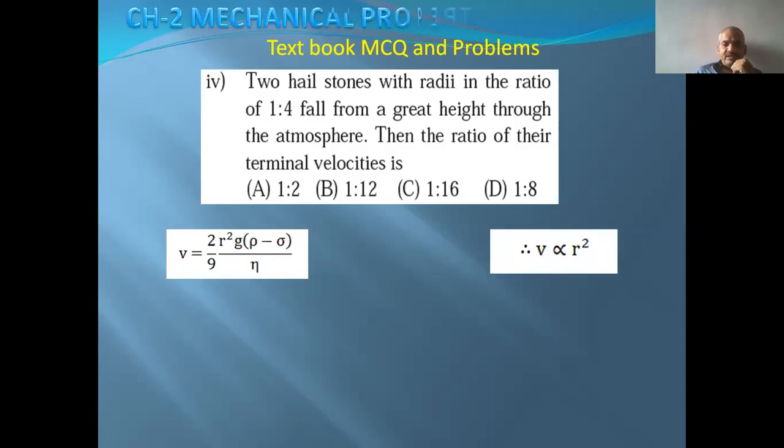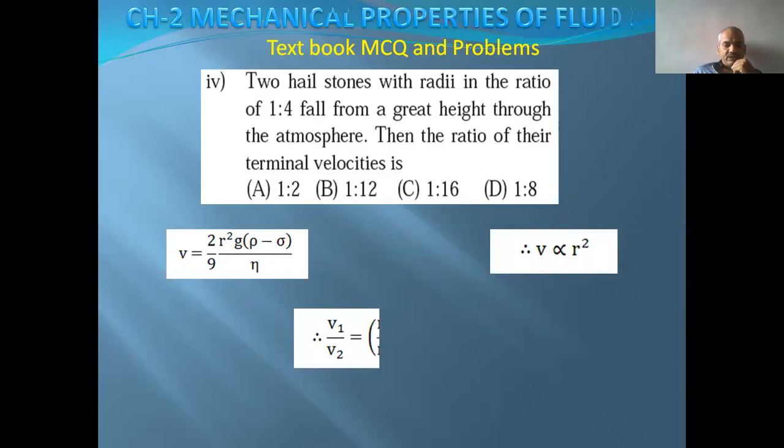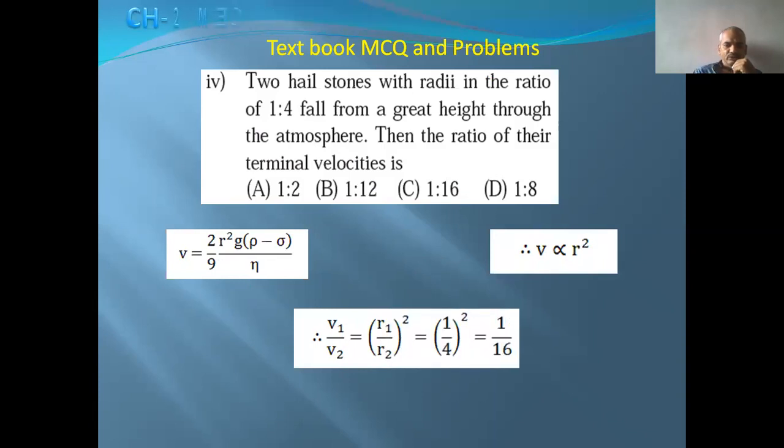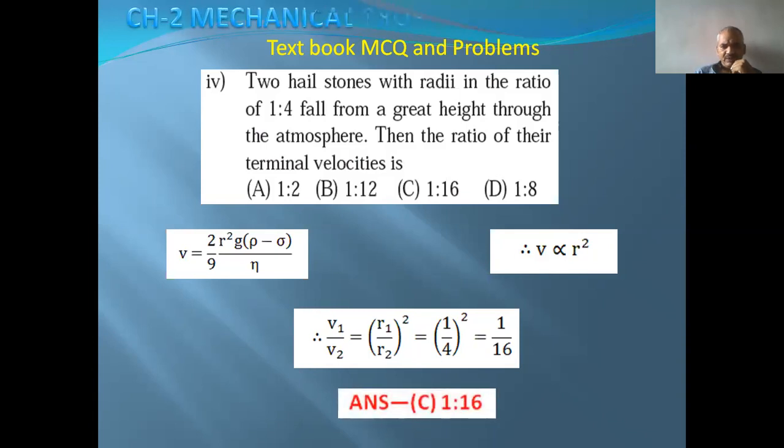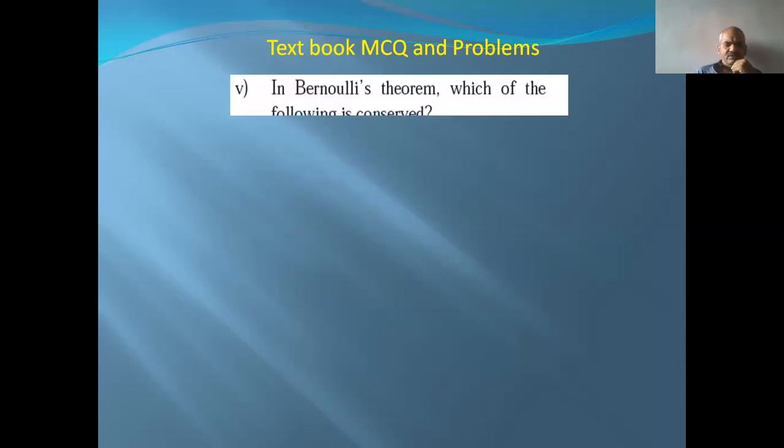It is directly proportional to r square. From proportionality, you can easily find out the ratio between v1 and v2. This ratio v1 by v2 is (r1 by r2) whole square. You can substitute easily the ratio r1 and r2 as 1:4. If we square it, you get the answer 1:16. Because of this, the answer is c, 1:16.